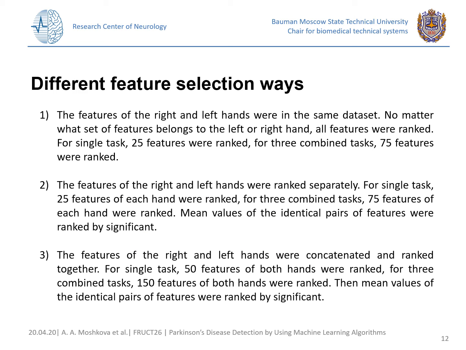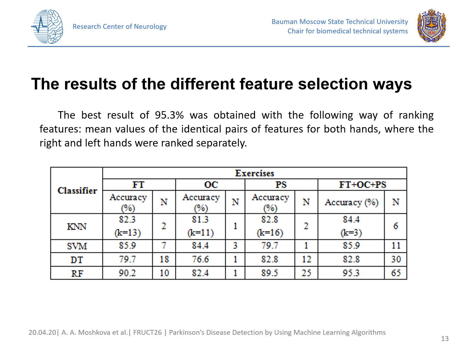For a more stable result, to different data sets, pairs of identical features for the right and left hands were selected. The features were ranked by significance with logistic regression in different ways. The feature selection ways are presented on the slide. The main results of the different ways of feature selection are presented on the slide. The best result was obtained with the following way of ranking features: mean values of the identical pairs of features for both hands, where the right and left hands were ranked separately.